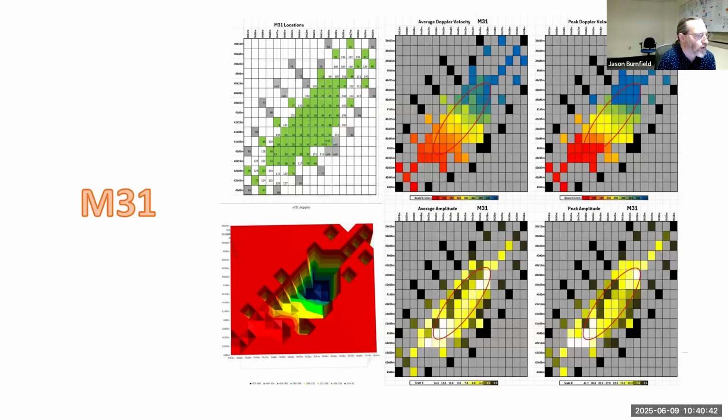So the way to interpret this, the upper left is average Doppler, the upper right is peak Doppler, the lower left is average intensity, and the lower right is peak intensity. Now I kind of favor the peak on both because I think they represent the spatial information better.